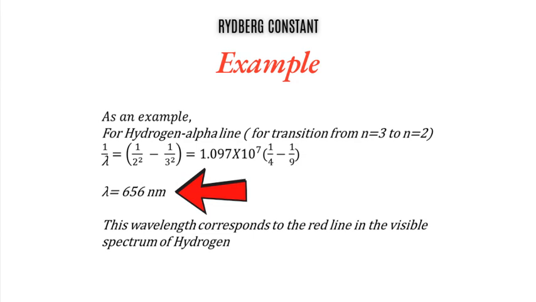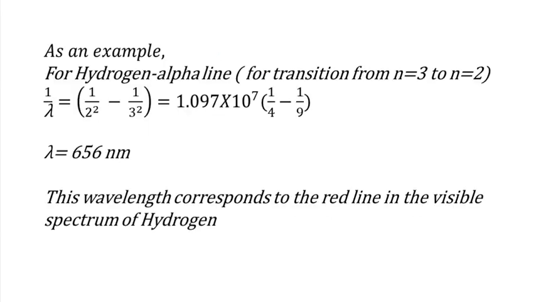As an example, in the case of the hydrogen atom, for the transition of an electron from energy level 3 to energy level 2, using the Rydberg formula, you will see that the wavelength λ is approximately 656 nanometers, which corresponds to the red line in the visible spectrum of hydrogen. As an example, for the hydrogen alpha line for transition from n equal to 3 to n equal to 2, 1/λ equals 1/2² − 1/3², which is equivalent to 656 nanometers. This wavelength corresponds to the red line in the visible spectrum of hydrogen.